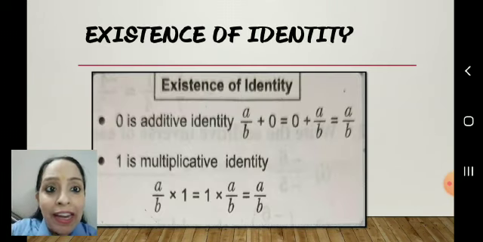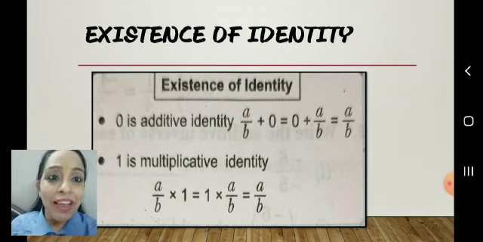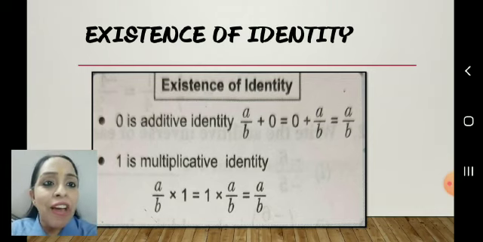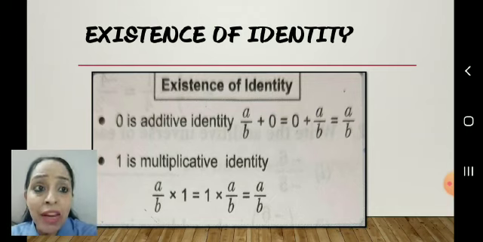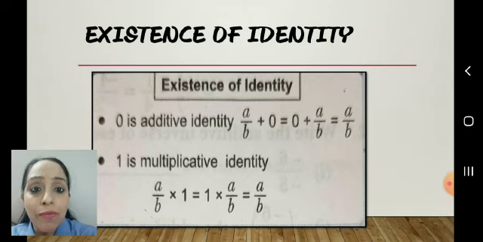Existence of identity, that's the important thing. 0 is the additive identity. When I am adding anything with 0, what comes? The number itself. Suppose I am taking an example here: a upon b plus 0 is equal to 0 plus a upon b. What comes? a upon b. Suppose I am adding 2 upon 3 plus 0. What comes? 2 upon 3. So that is called additive identity.